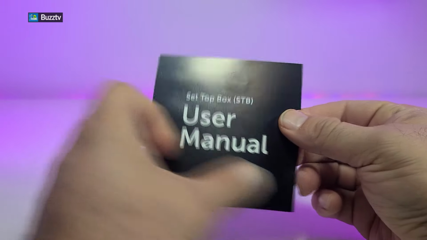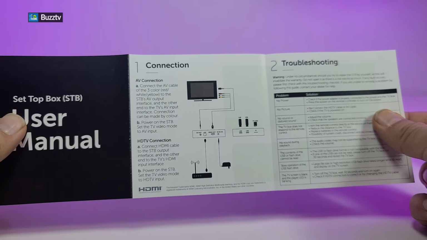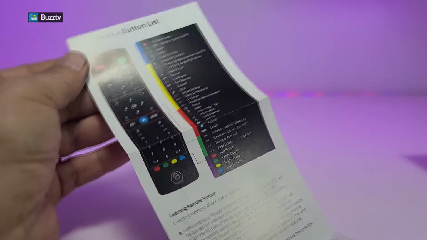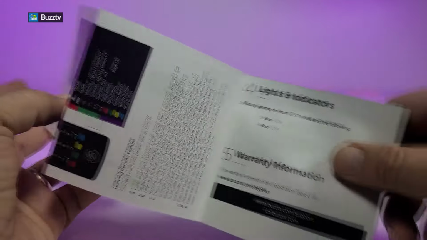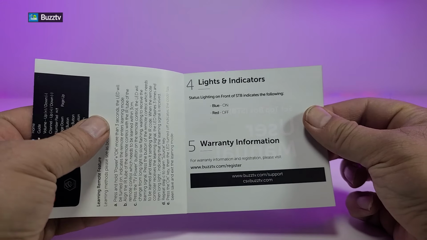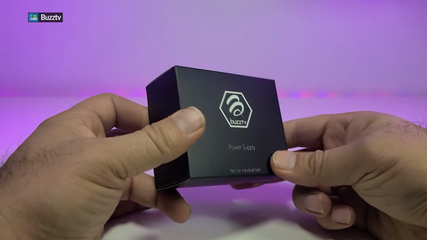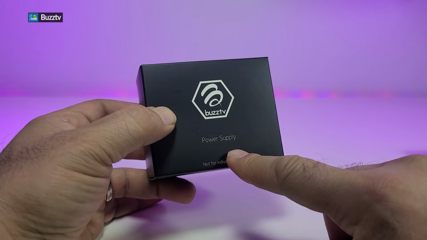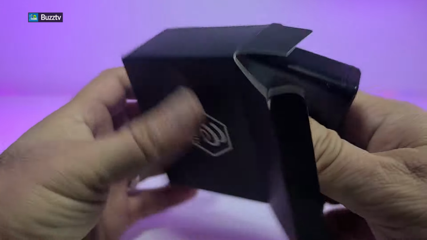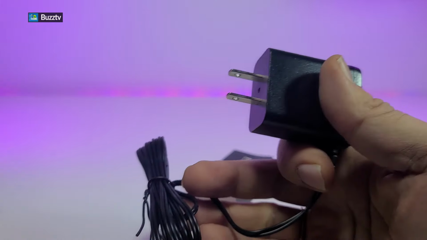It comes with this user manual, and once you open it, it just has some basic information on how you can connect it. Also some troubleshooting steps. And once you go to the back, it talks about the actual remote that is part of this box, and also the light indicator and some warranty information. It also comes with this little box that will tell you it's for power supply. So let's just open it up. I really like the way that they have packaged everything.